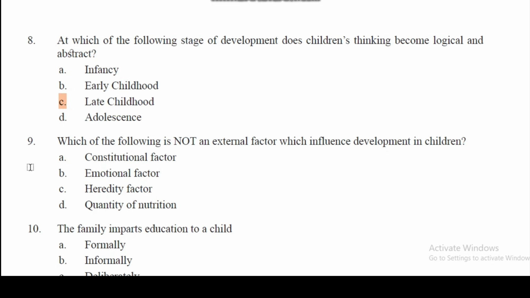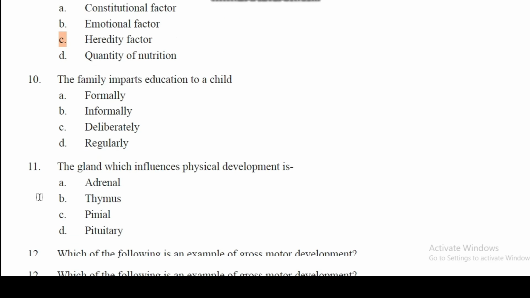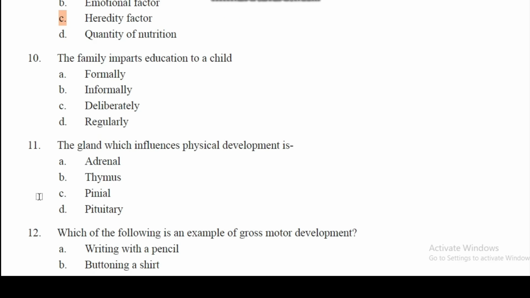9. Which of the following is not an external factor which influences development in children? Answer C. Heredity factor. 10. The family imparts education to a child. Answer B. Informally. 11. The gland which influences physical development is. Answer D. Pituitary gland.